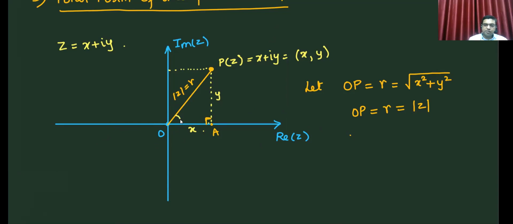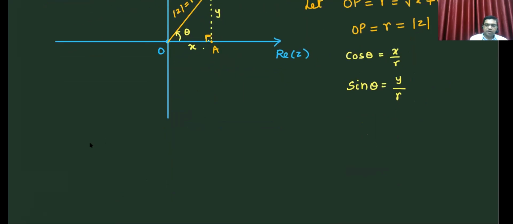And what is this? Argument theta. Now, cos theta is x upon r, sin theta is y upon r. Adjacent by hypotenuse is cos, opposite by hypotenuse is sine. So now let us see how I write. z is x plus iy. Now I multiply and divide by under root of x square plus y square.